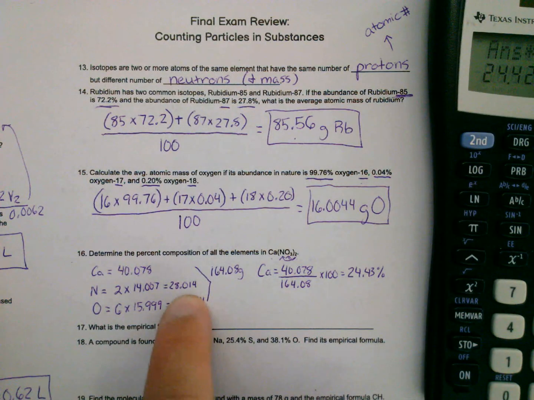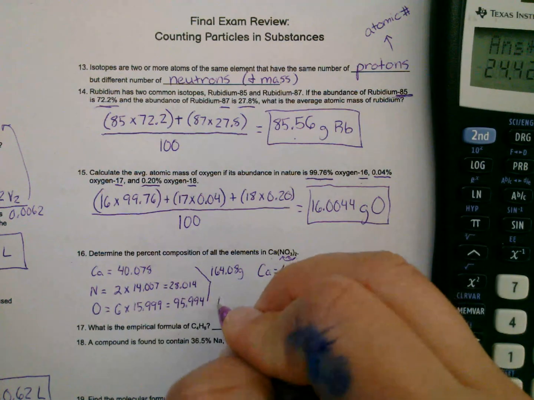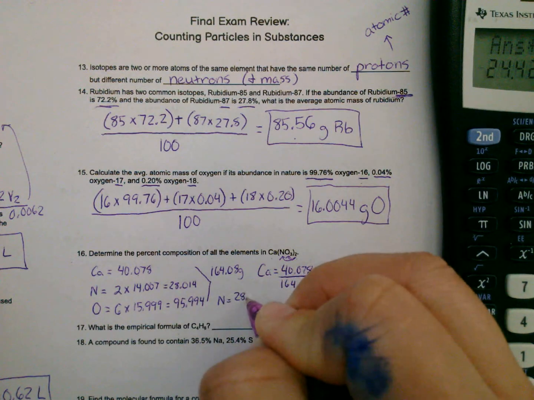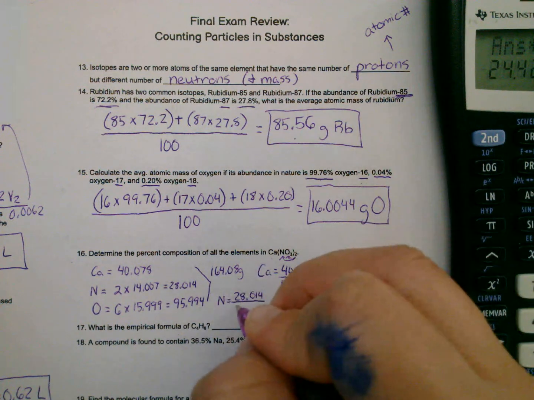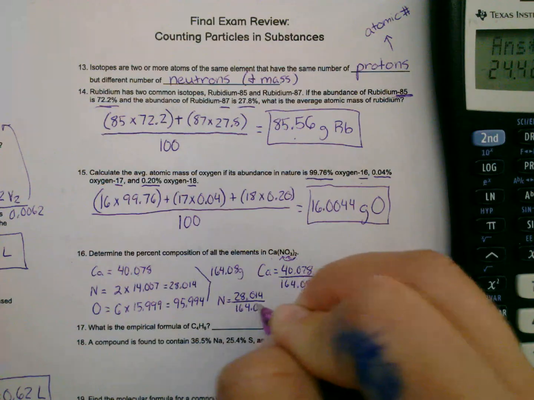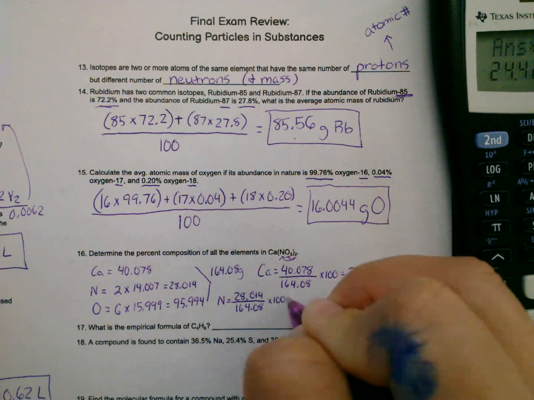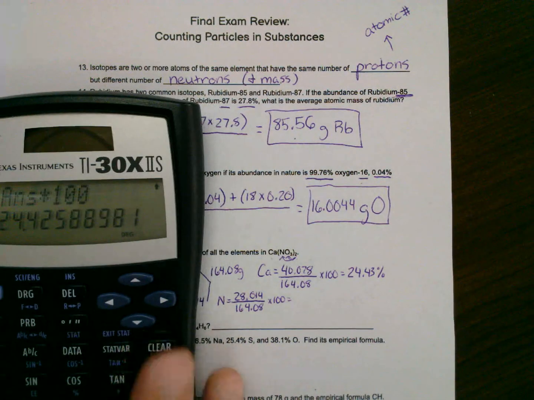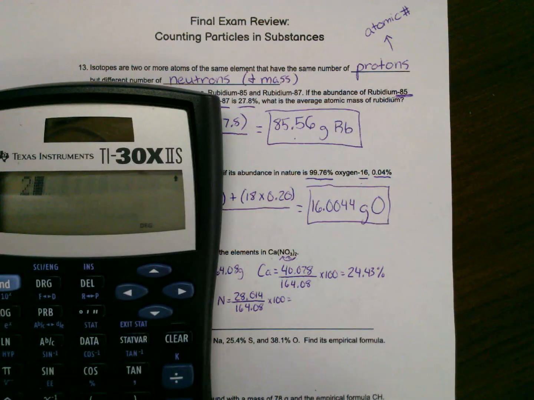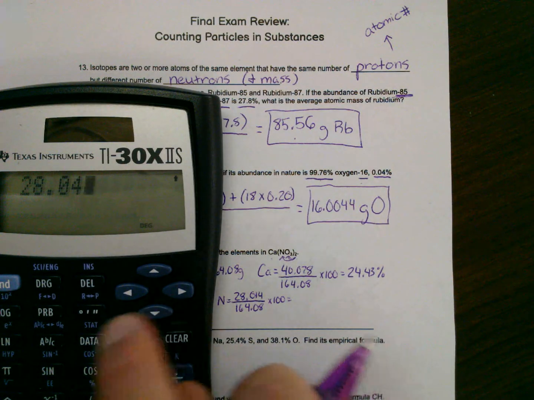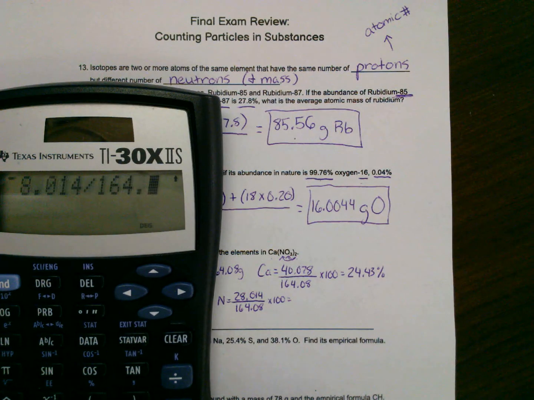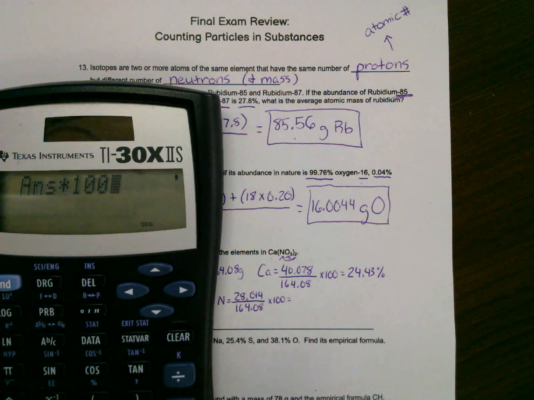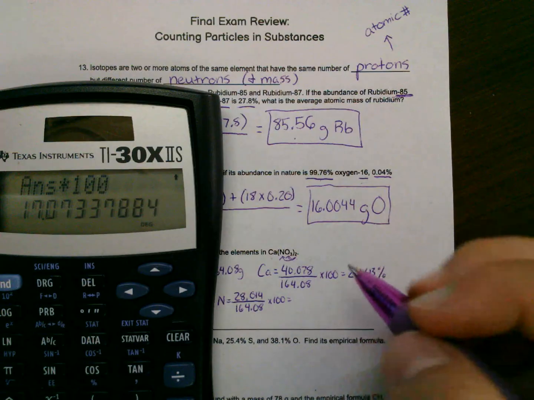Next, we're going to do nitrogen. That's 28.014 divided by 164.08 times 100. That's 17.07.